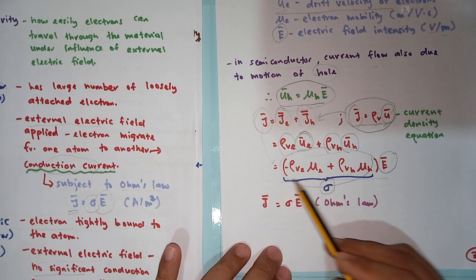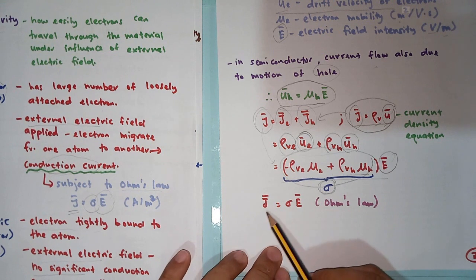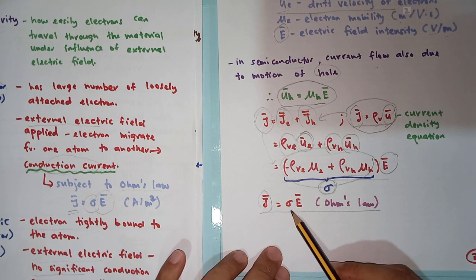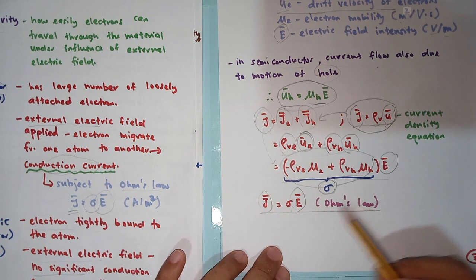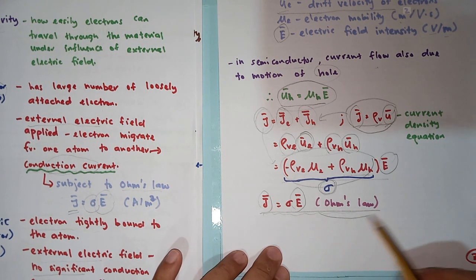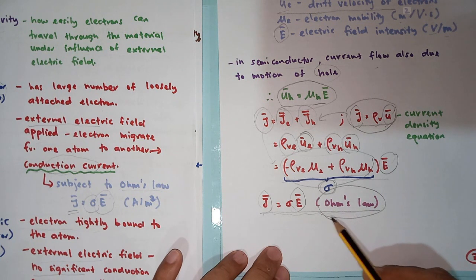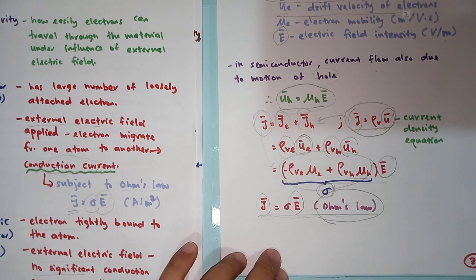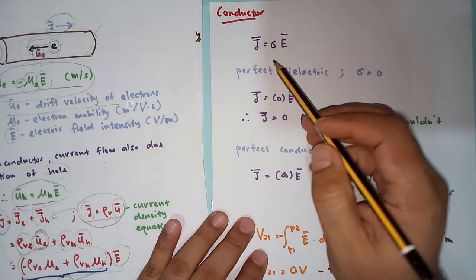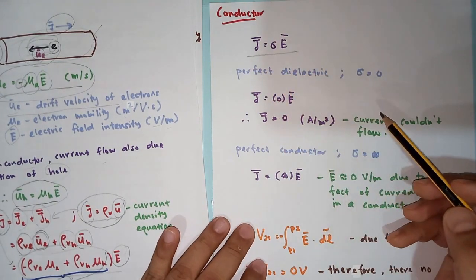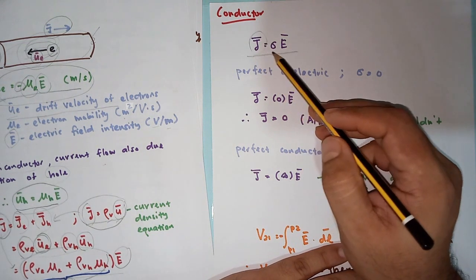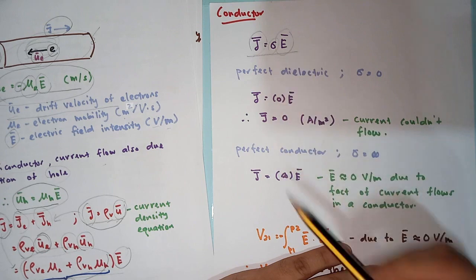By replacing this expression with conductivity, we have the expression where the vector J is equal to sigma multiplied by the vector E. And this expression, as I showed just now, is the equation derived under Ohm's law. So this is our equation that represents Ohm's law, where the vector J is equal to sigma multiplied by the vector E.